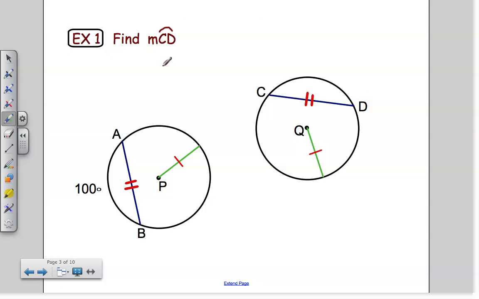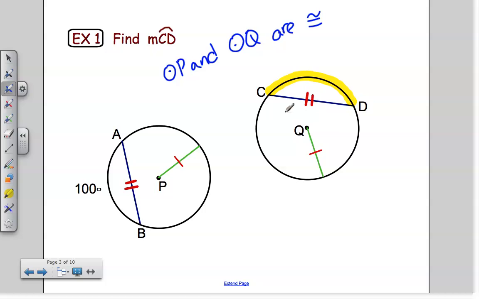So let's look at that in an example. I'm told to find the measure of arc CD. Measure of arc CD, that's in this circle here. First of all, do you notice that the radius of each of these circles, circle P and circle Q, is marked congruent? So I know circle P and circle Q are congruent circles. They have the same size radius. And the chords are congruent, AB and CD.